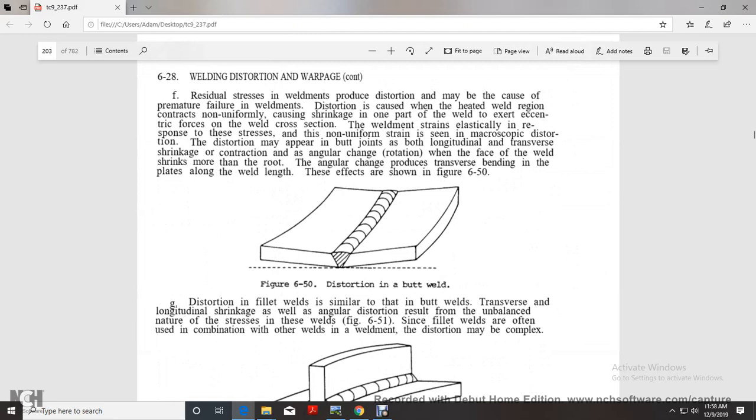The residual stress of the weldment that produces distortion may cause premature failure of the weld, and the distortion may cause the weld to heave.